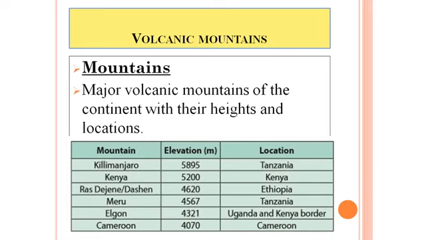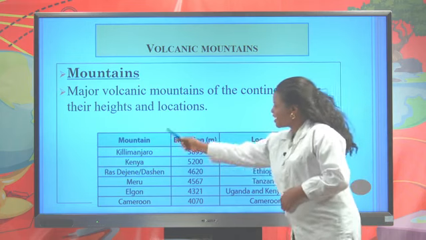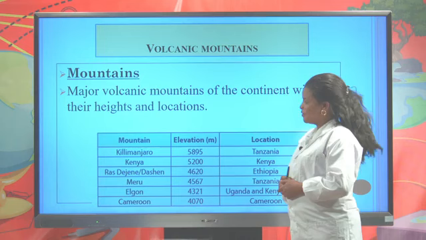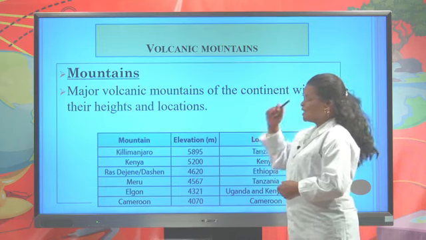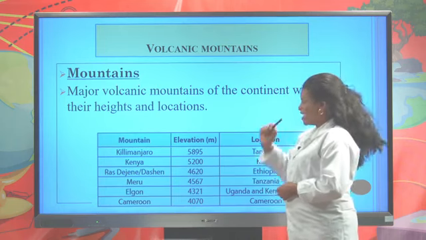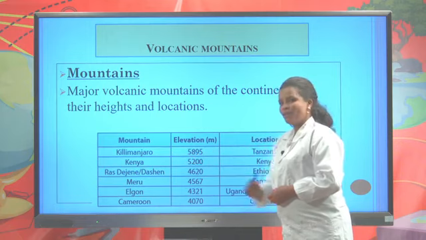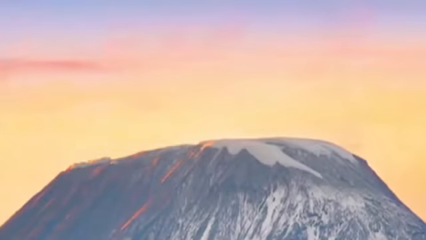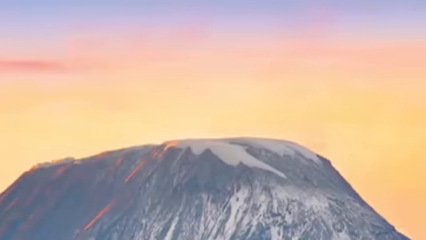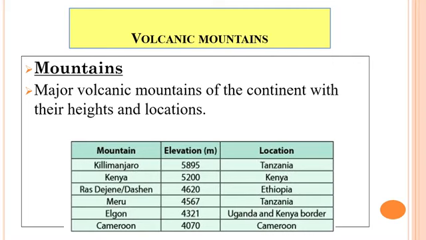Students, let us see the major volcanic mountains of the continent with their height and location. All these are volcanic mountains of Africa. The largest volcanic mountain in Africa is Kilimanjaro. The elevation of Kilimanjaro reaches 5,895 meters. Mount Kilimanjaro is found in Tanzania. Mount Kenya is found in Kenya.